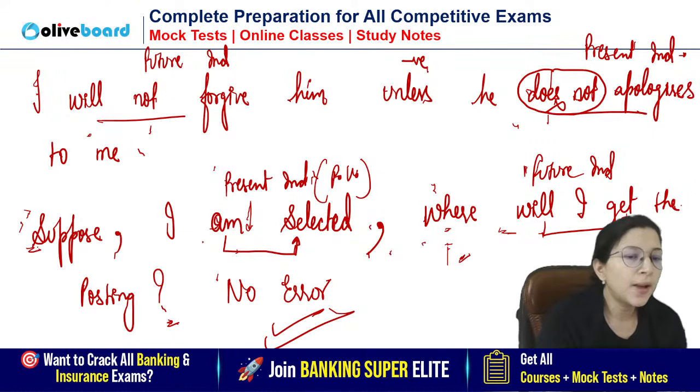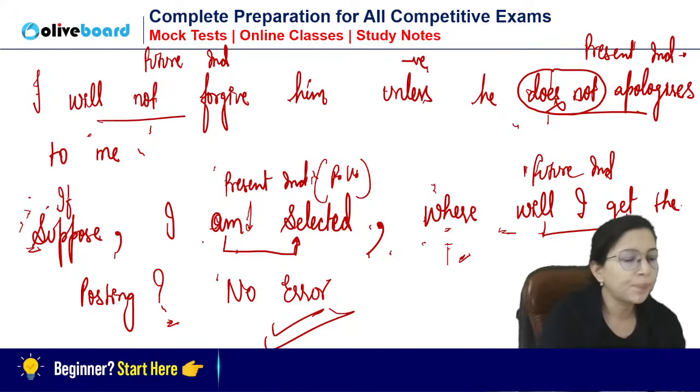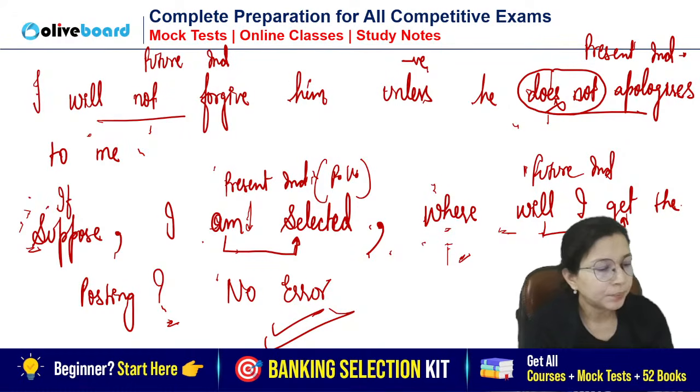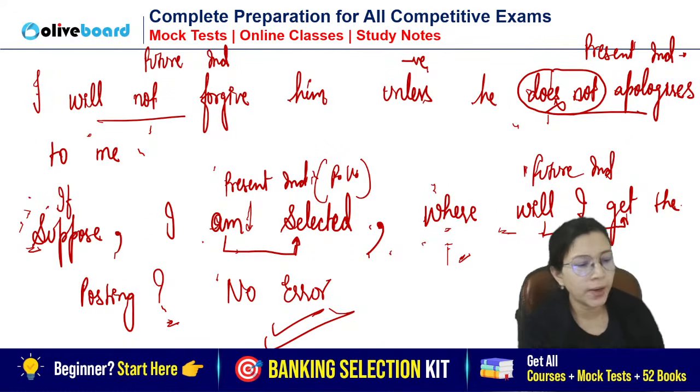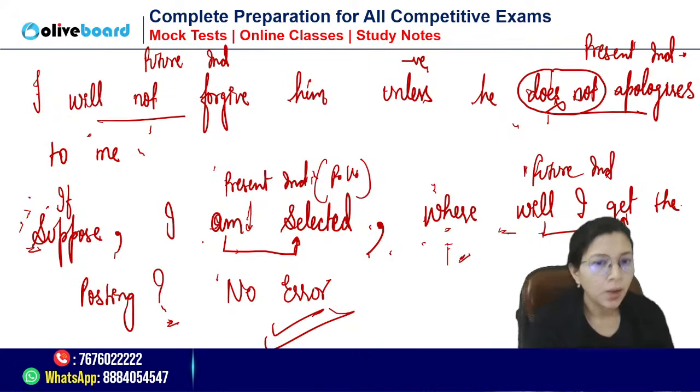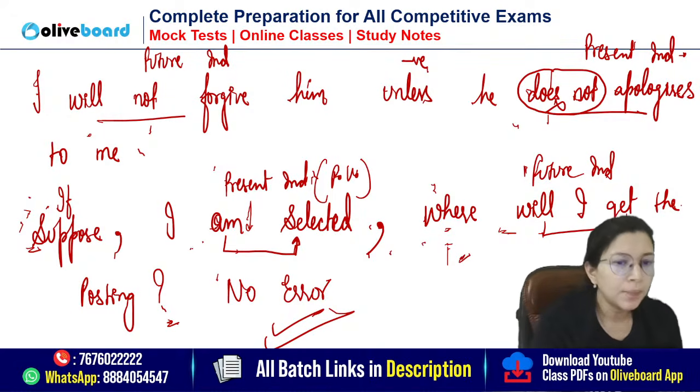This suppose is a conjunction here. Suppose is equal to if. Whether I write suppose or if. Is this clear? Either I write suppose here or I write if here. It is correct.